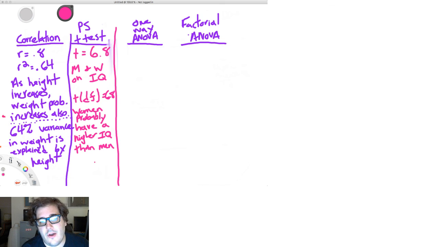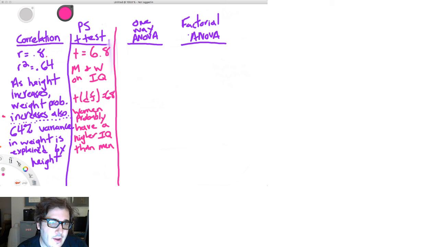Or it could be time 1 and time 2 on depression. So you could say people measured at time 2 probably have lower depression than people at time 1, which was before drug delivery. So that would just be that.